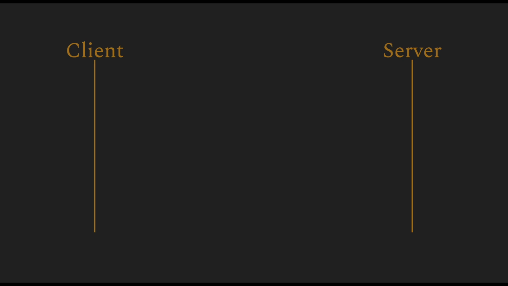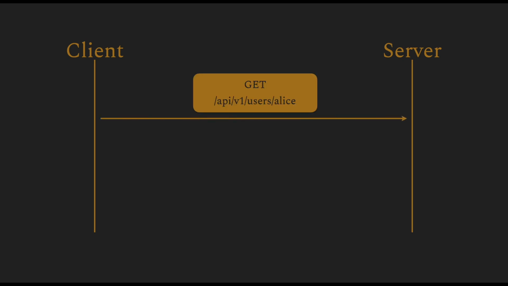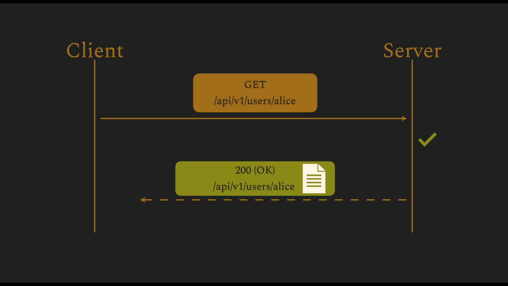A general HTTP GET request is as follows. You make a GET request to a certain endpoint, in this case /api/v1/users/alice. This endpoint and the data behind it is usually called a resource. And if the data exists, that data is returned and you get a 200 positive response, which means it was okay. And you also get the data associated with that resource.